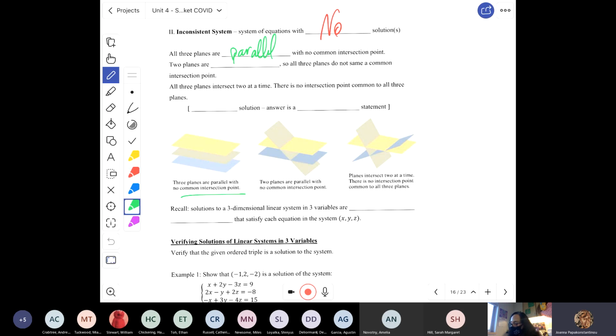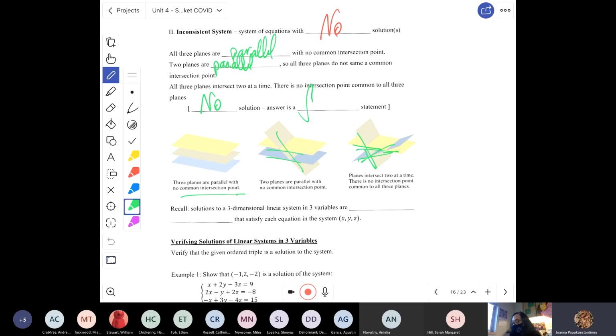Or I can have two planes that are parallel, and who cares if that third plane passes through it? Two of them never intersect. So there's no common point or set of points. And the third instance could be, well, two at a time could intersect. But if two at a time intersect, no solution exists, and there is not a single unique point or set of points that is satisfied by all three planes at the same time.